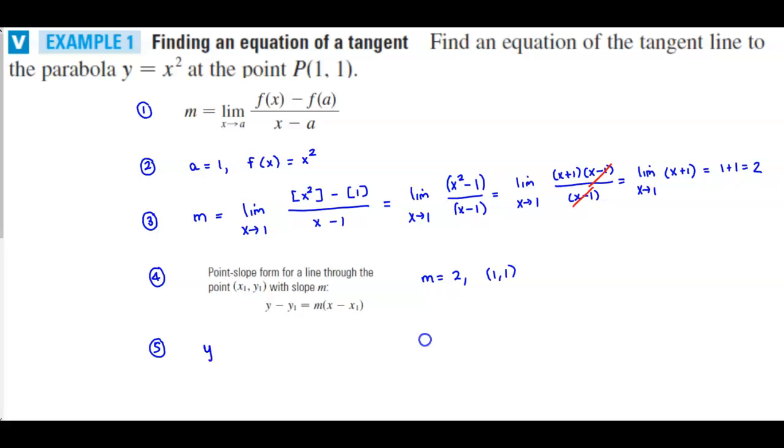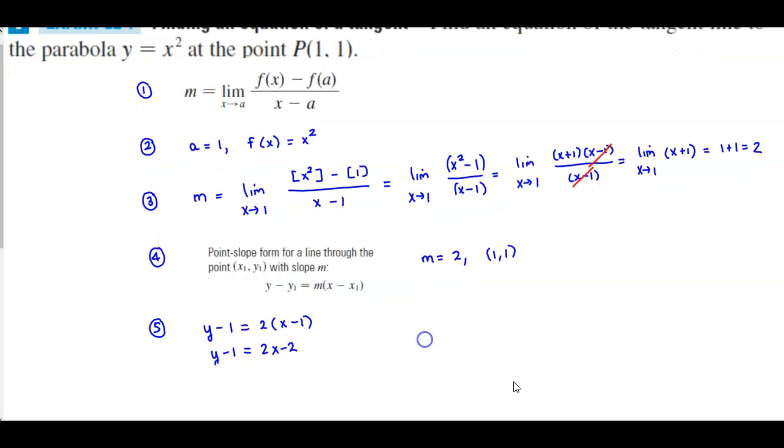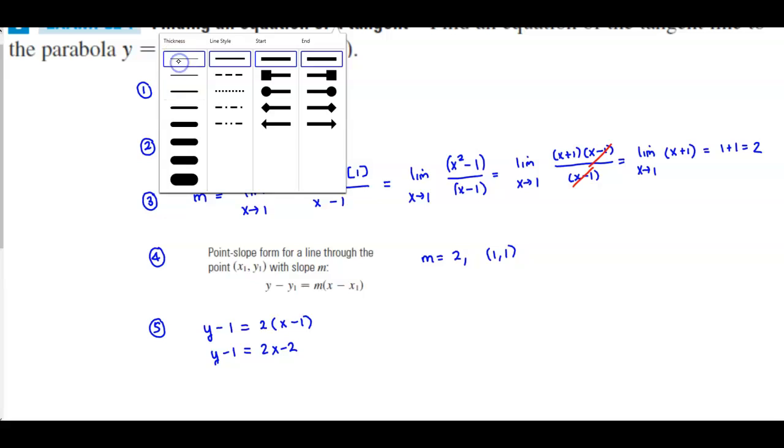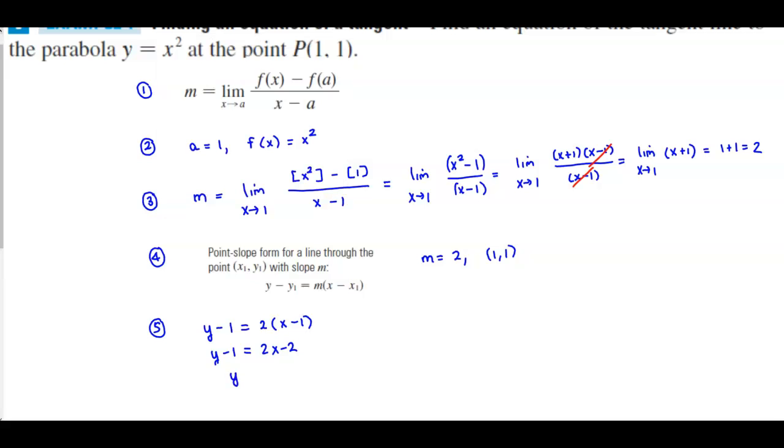So we have y minus y1, which is 1, equal to the slope, which is 2, times x minus 1. So we have y minus 1 equals 2x minus 2. Then adding 1 to both sides gives us y equals 2x minus 1. So therefore, that represents the line that is tangent at (1, 1) on the curve x squared.